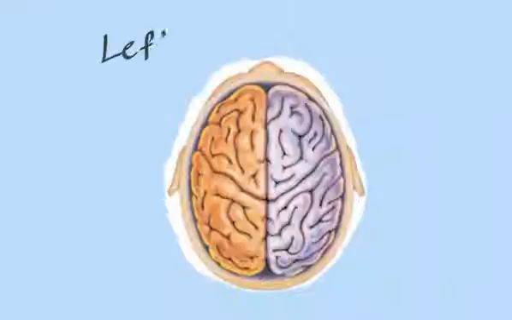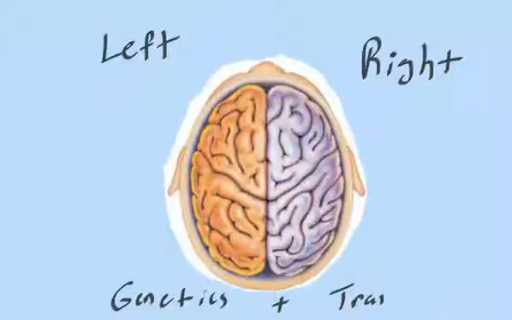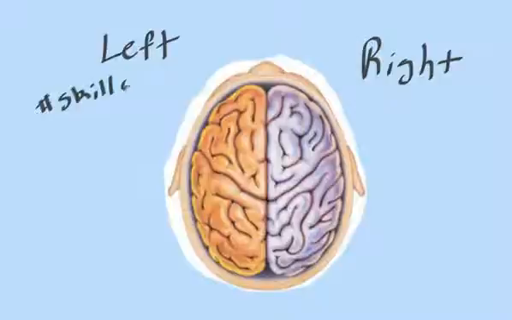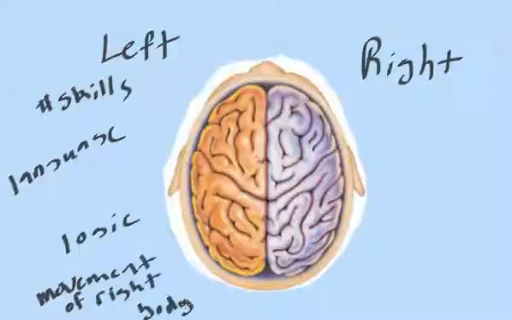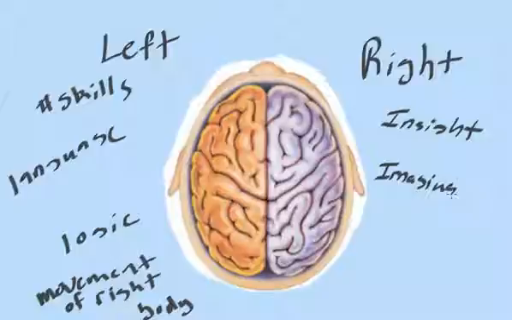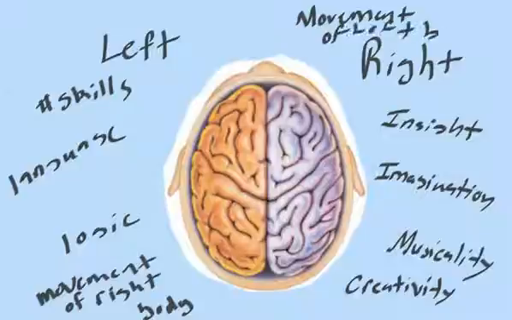The left and right sides of the brain are associated with different functions. The development of these specific functions depends on genetics and training. Functions of the left brain include number skills, language, logic, and it controls physical movements of the right side of the body too. Functions of the right brain include insight, imagination, musicality, creativity, and it controls the movements of the left side of the body.